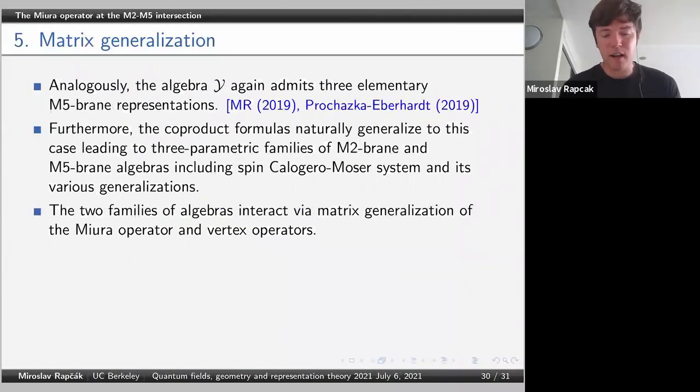It is known also that the algebra Y again admits three different elementary M5 brane representations. Furthermore, the coproduct formulas naturally generalize to this case. And this all leads to a free parametric family of M2 brane algebras and M5 brane algebras that include, for example, the spin Gaudin-Moser system and its various generalizations. And the two families of algebras again interact via a matrix generalization of the Miura operator and vertex operators for Kac-Moody algebras that are not GL1, but Kac-Moody algebras associated to more complicated Lie algebras.